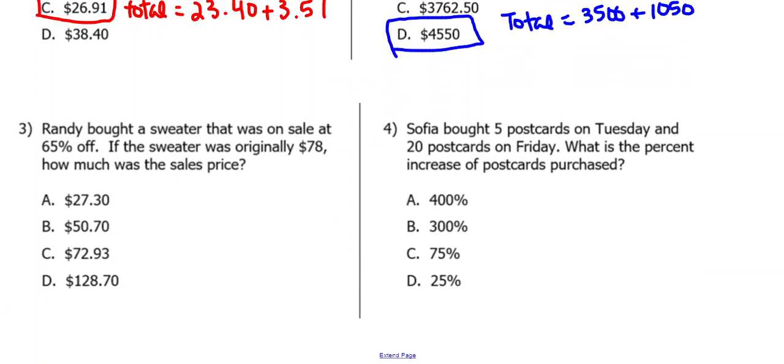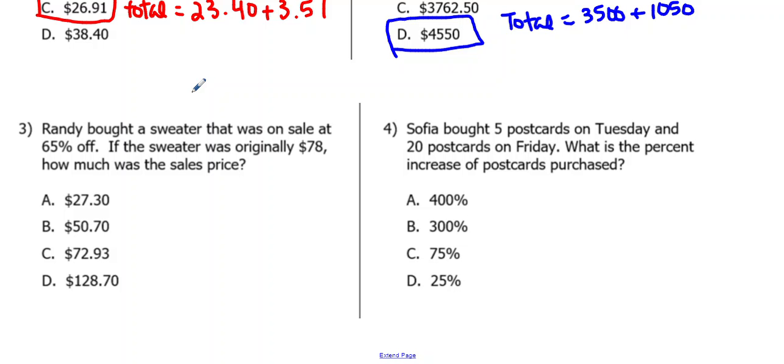Okay, number 3, Randy bought a sweater that's on sale for 65% off. Okay, something I want you guys to notice is 65% off means the amount of discount is over half the price of the sweater. So it's going to be a pretty cheap sweater, or the sweater is going to cost less than half. All right. Okay, so a couple of things here. Let's just walk through this problem using normal, just English language. All right. The first thing you want to do is figure out what the amount of discount is.